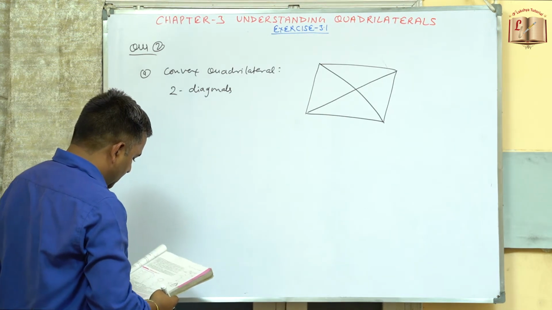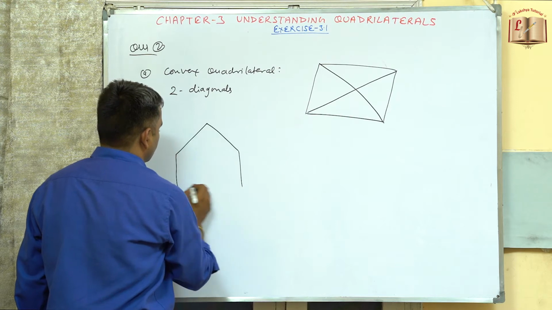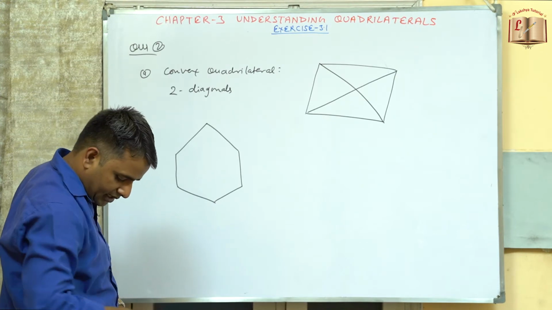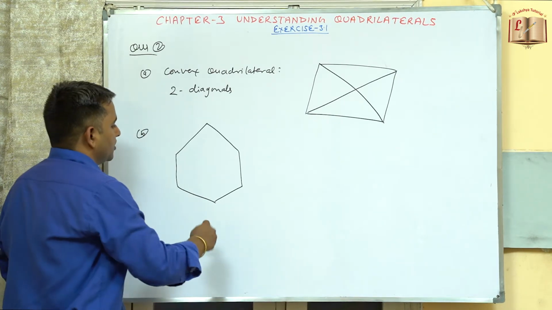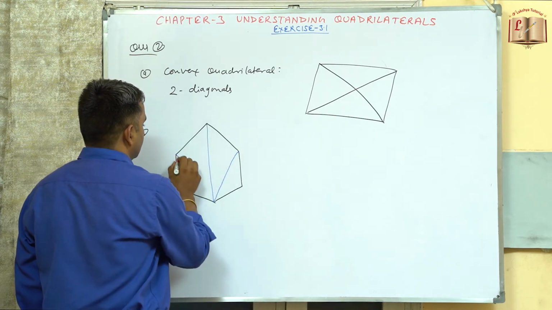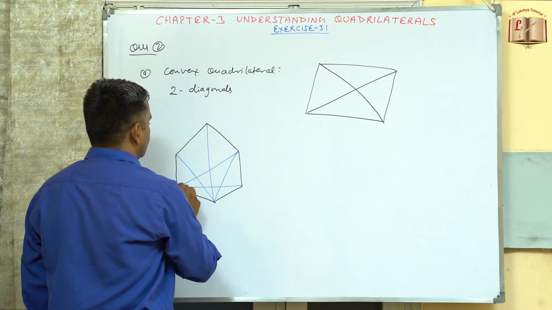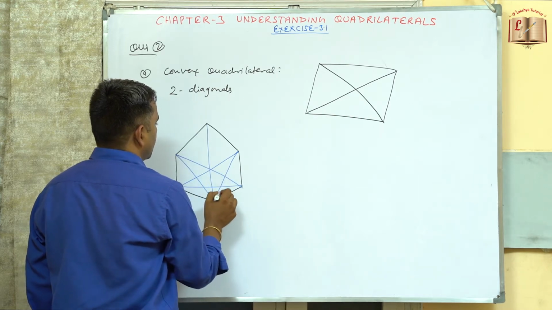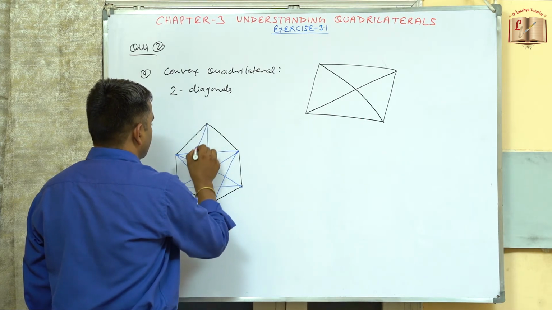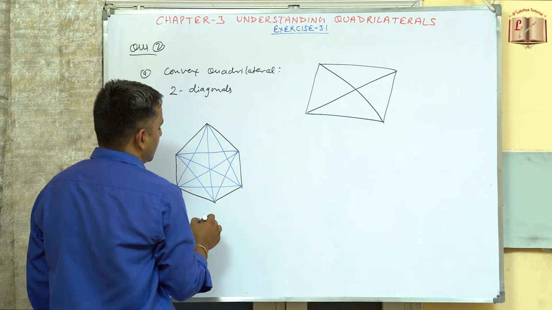Coming to the second one, a regular hexagon. So if we make a hexagon, so this is a hexagon for us. Now we need to find out the number of diagonals in this. Diagonals means these corners have to be joined. This is a diagonal. Now this is a diagonal. This is a diagonal. If we join this, this is a diagonal. Now this is joined. This is a diagonal. This one is a diagonal. And if we join this opposite side, this is also a diagonal. This is joined to this, is a diagonal. Now again this is the diagonal.